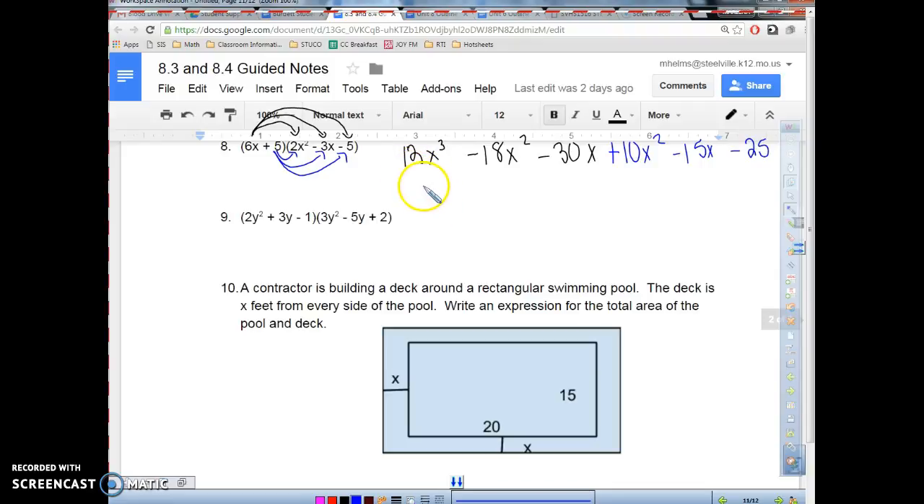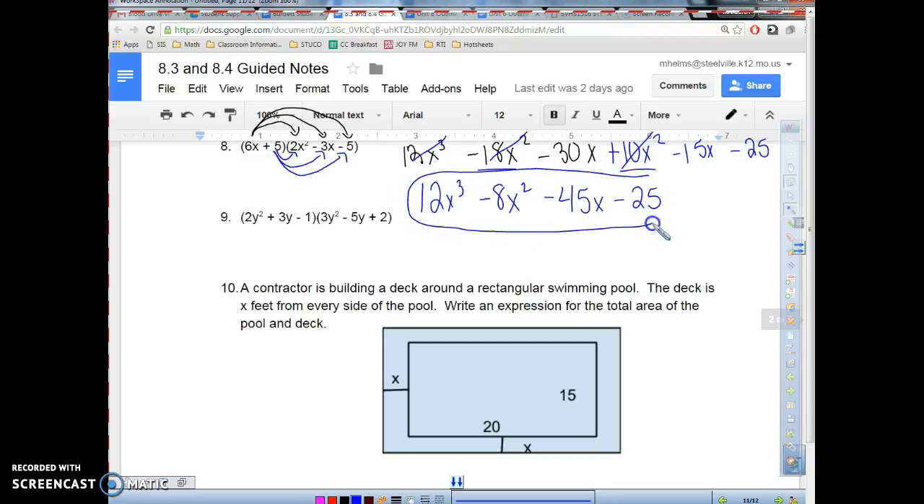Combine your like terms. Well, 12x cubed doesn't have a like term. Negative 18x squared and positive 10x squared, so we have negative 8x squared. You have negative 30x and negative 15x, so you have negative 45x and negative 25 for your final answer. Now number 9 is two trinomials.